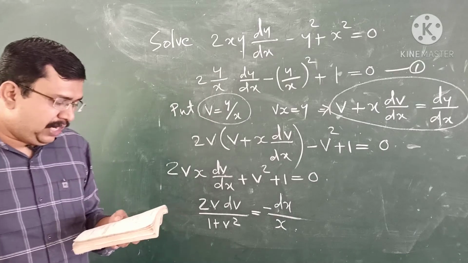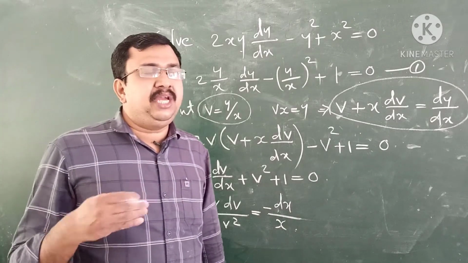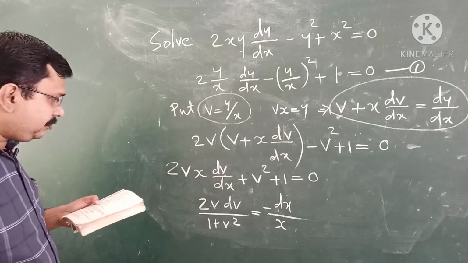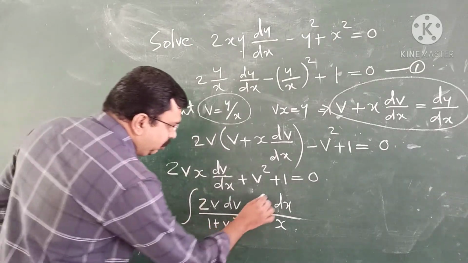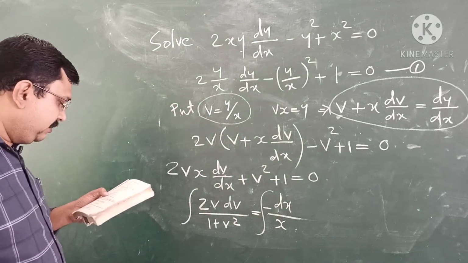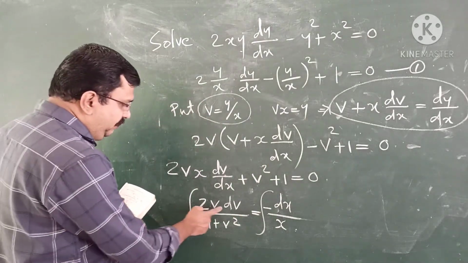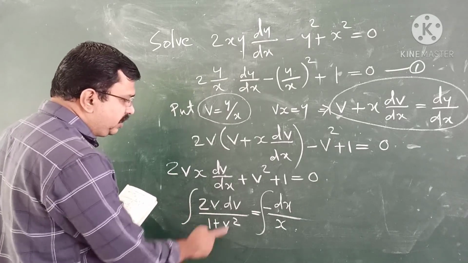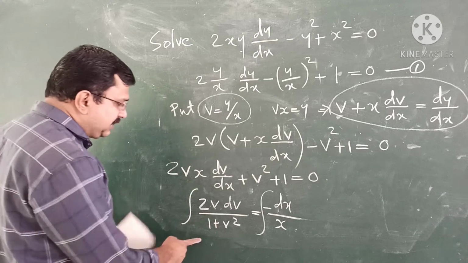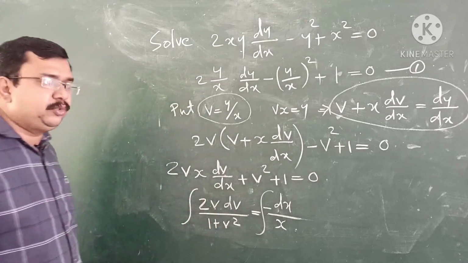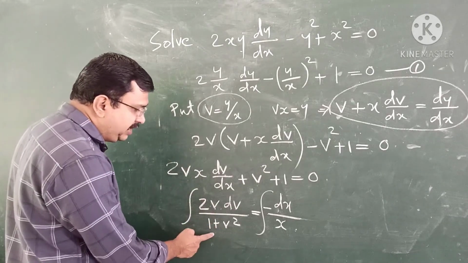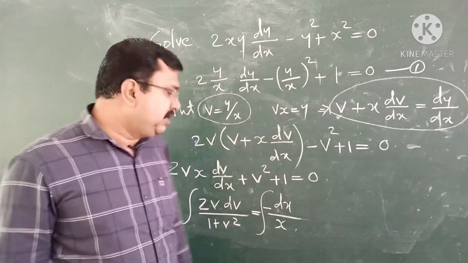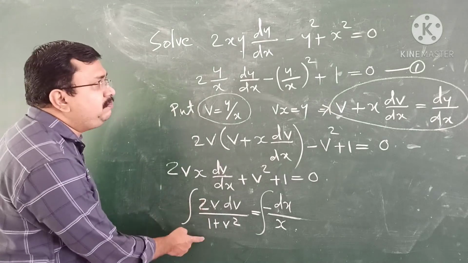Okay, this is the separable form. Now we are integrating on both sides. The answer is the integral of 2v divided by 1 plus v square into dv. Remember that we can substitute 1 plus v square as u. Then it is of the form 1 by u. What is the integral of 1 by u? Log u.